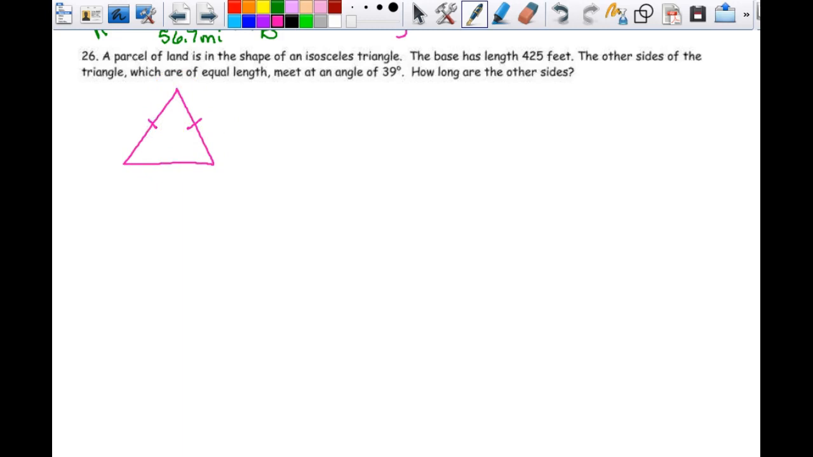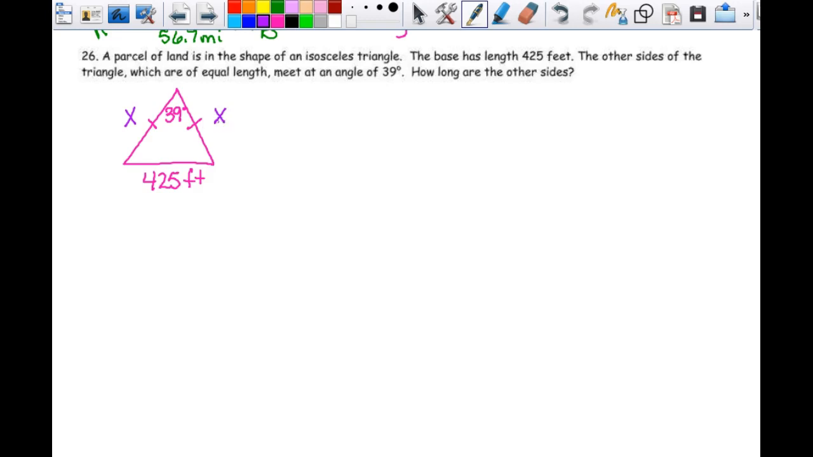The base has a length of 425 feet. The other sides of the triangle, which are of equal length, which they shouldn't have to tell you if they told you it was an isosceles triangle, meet at an angle of 39 degrees. And how long are the other sides? So I'm looking for the other side lengths, x, and they're the same, so I'll call that x.